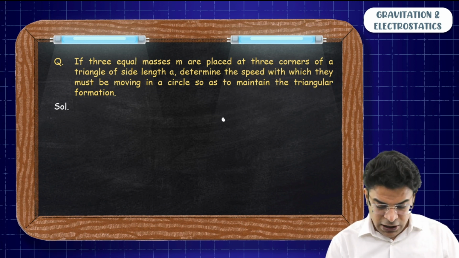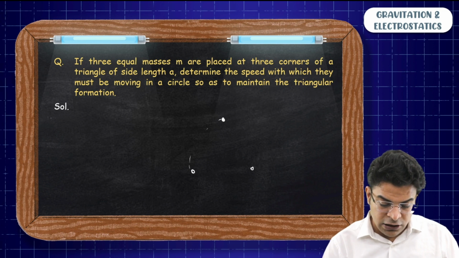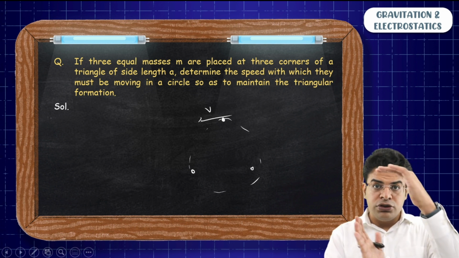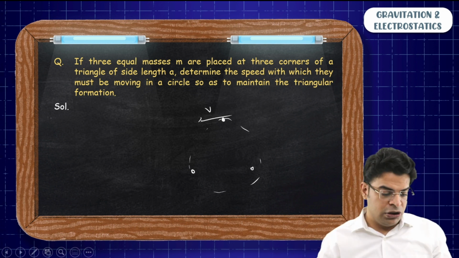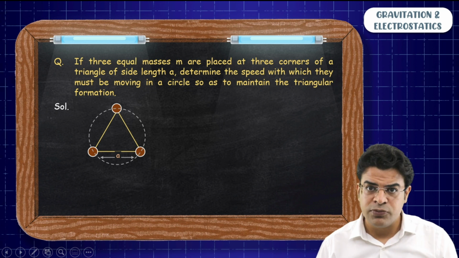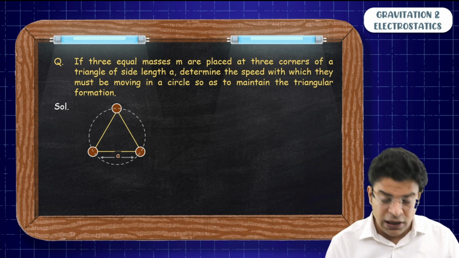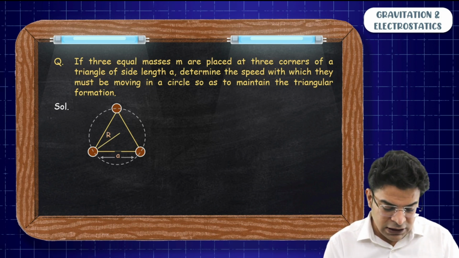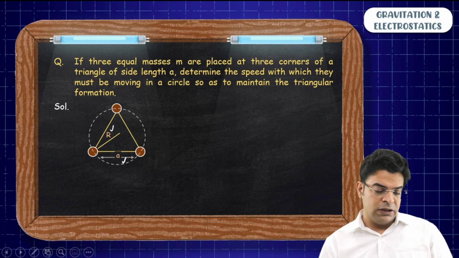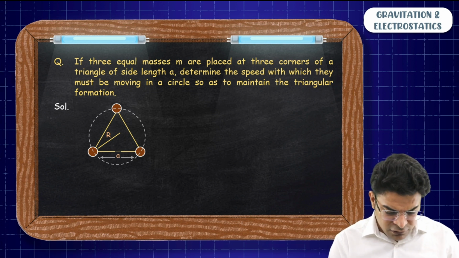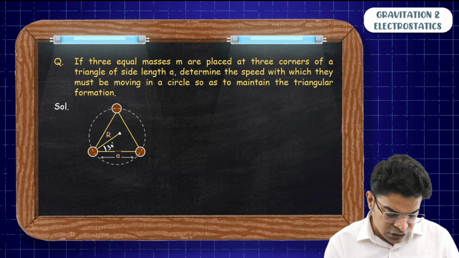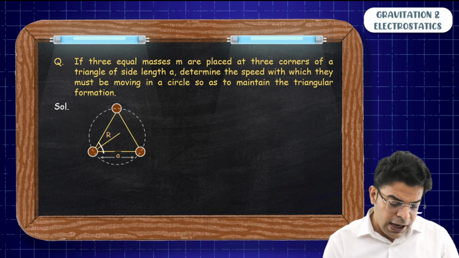So these three masses should be moving in a circle so that the net force acting towards the center becomes equal to centripetal force and they maintain the triangular formation. So visualize the three masses and visualize that they are moving in a circle. Now tell me what will be the relationship between the radius of the circle and the side length of this triangle. First of all, tell me kids, what will be this angle? So this angle has to be 30 degrees, as the whole angle will be 60 degrees, half of that angle has to be 30 degrees.